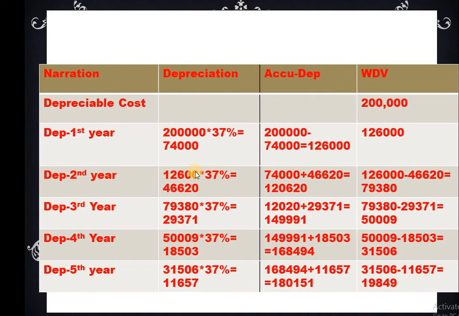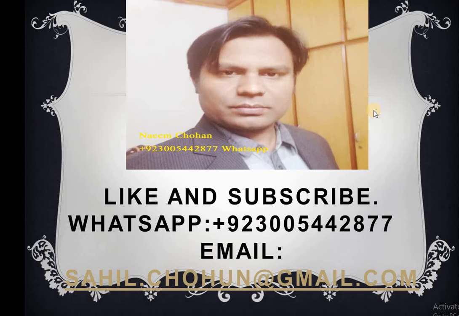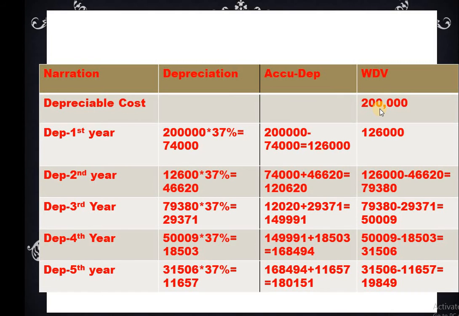In this table I have explained everything fully with workings so that you can understand easily. This is the narration: depreciation, accumulated depreciation, written down value. What are depreciable cost, historical cost, purchasing cost or carrying value? These are all synonymous words. So the written down value is 200,000.